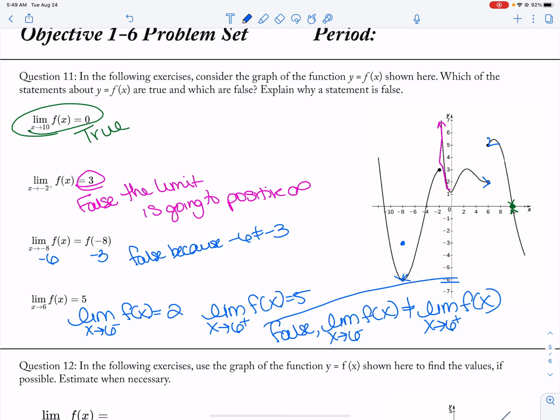And so this would have been an accurate description for the reason why it's false as far as College Board is concerned. Okay, so hopefully this makes a little bit more sense.